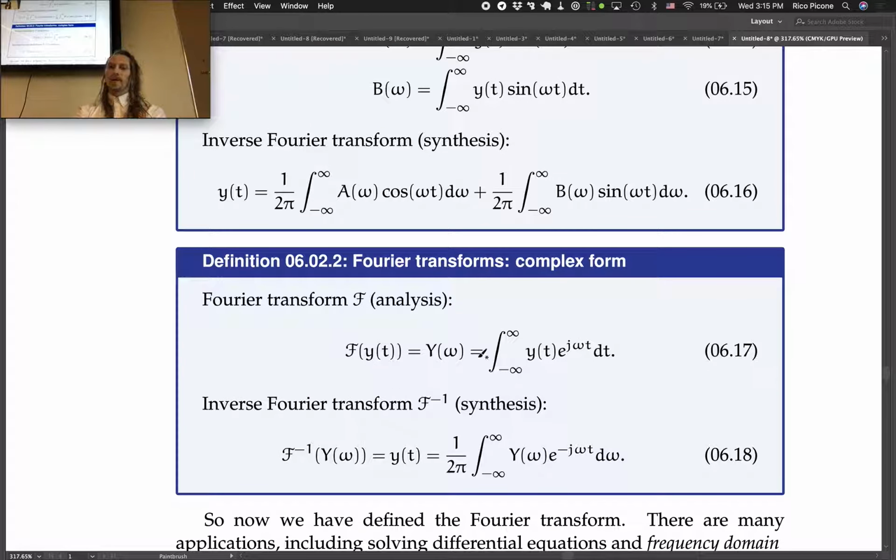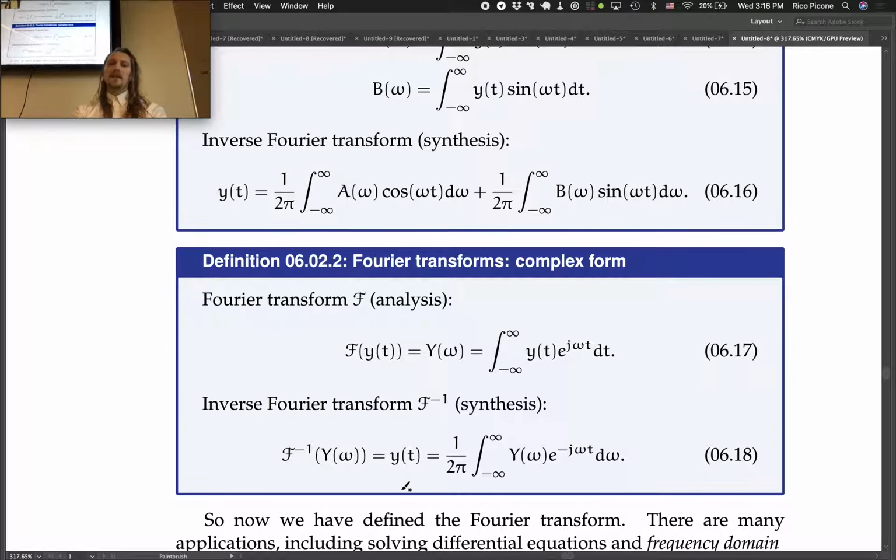So we have the Fourier transform, and then the inverse Fourier transform is what we call the synthesis side of it. So they have the transform, which goes from time domain to frequency domain, and then the inverse transform, which goes from the frequency domain to the time domain. Okay?